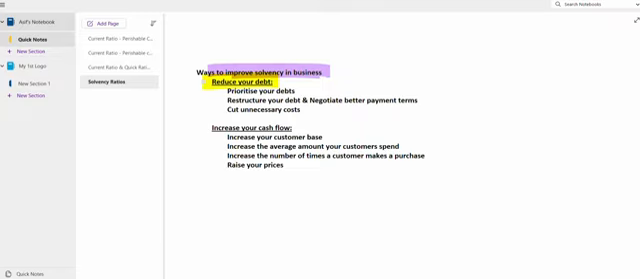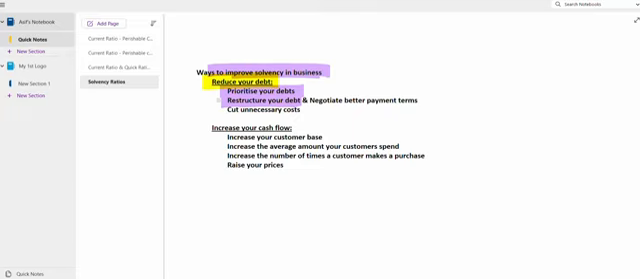Then start generating cash. So prioritize your debt, the debt which needs to be paid early. How are you going to pay early? Look for opportunities, look for those rooms where you can make money by selling something or the other. Not everything, only things which don't add value. Restructure your debt and negotiate better payment terms.